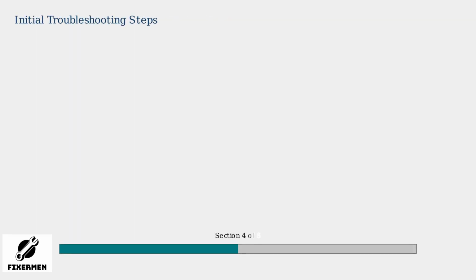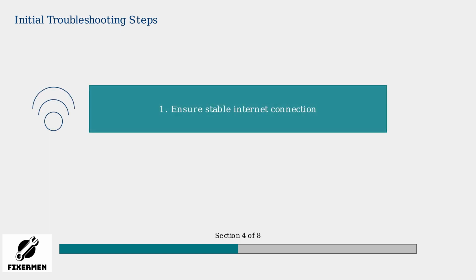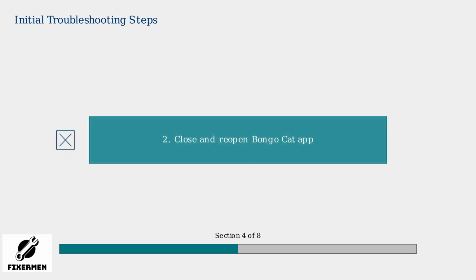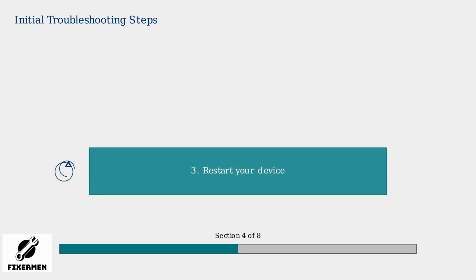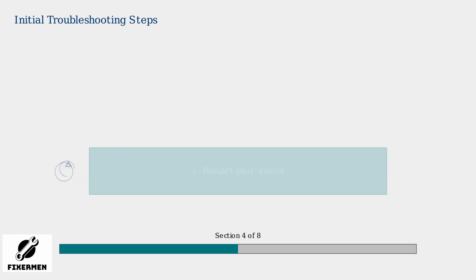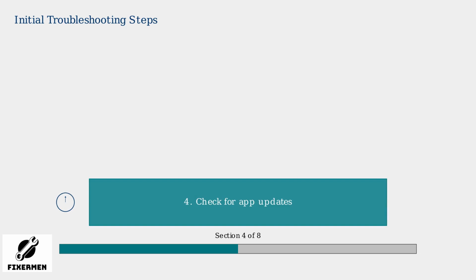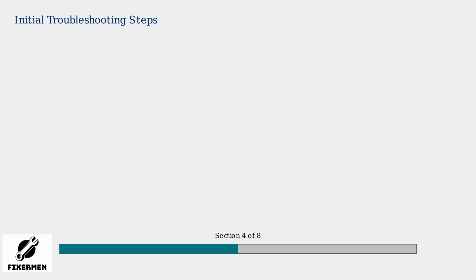Before attempting advanced solutions, start with these basic troubleshooting steps to resolve the Bongo Cat Cloud Sync error. First, ensure you have a stable internet connection. Poor connectivity can cause sync failures. Next, close the Bongo Cat application completely and then reopen it. This can clear temporary glitches. Then, restart your device. This refreshes system resources and can resolve connectivity issues. Finally, check for any available updates to the Bongo Cat app. Developers frequently release patches that fix known sync issues.